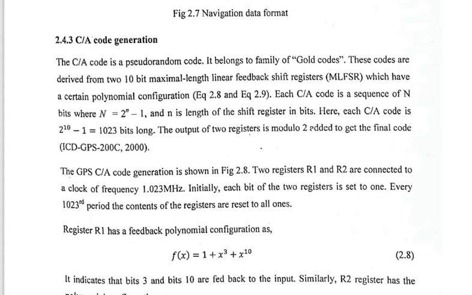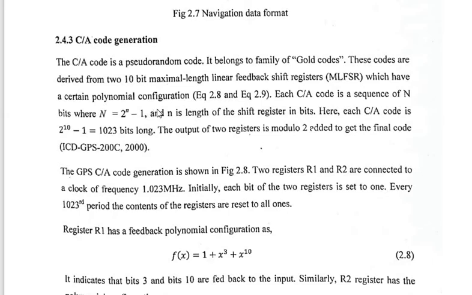The C/A code is one of the pseudo random codes. It belongs to the family of Gold codes. There are some Gold codes present in the GPS transmission, and one part of that family is the C/A codes. Remember this one, MLFSR: these codes are derived from two 10-bit maximum length linear feedback shift registers, which have a certain polynomial configuration.